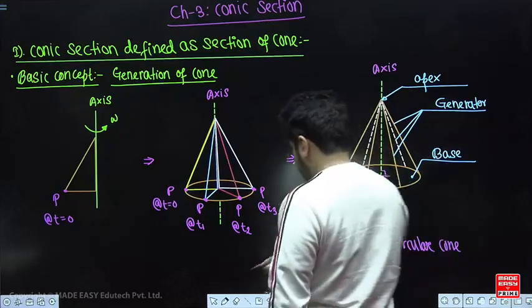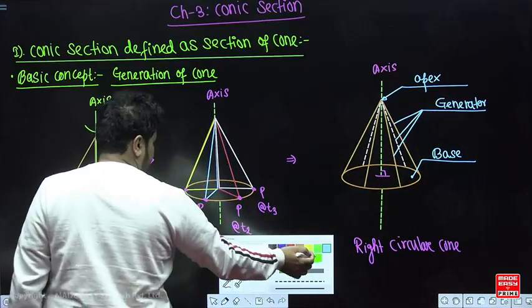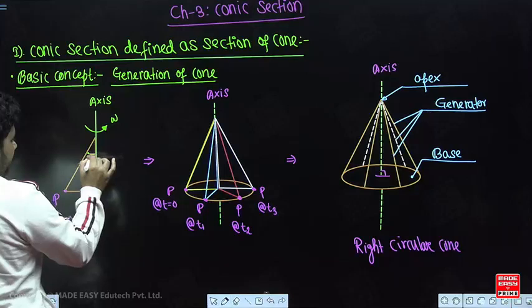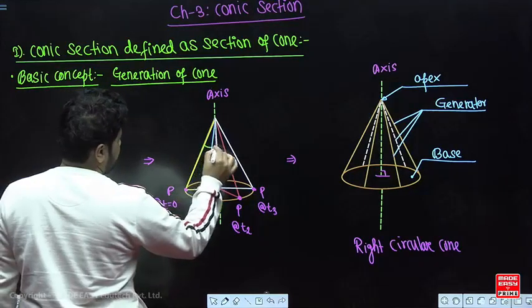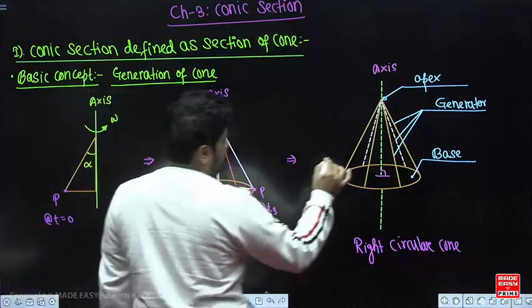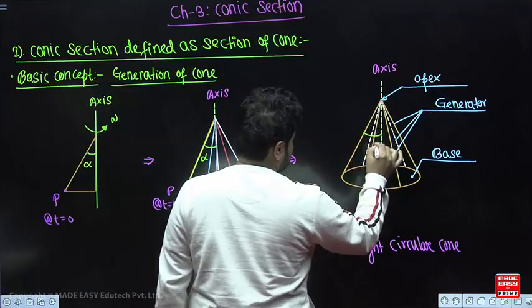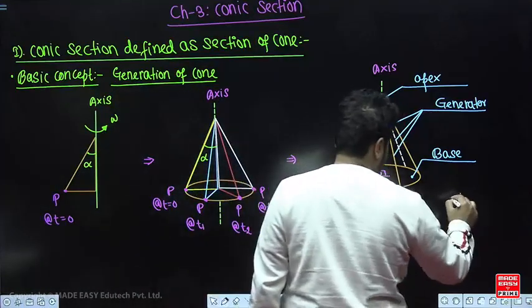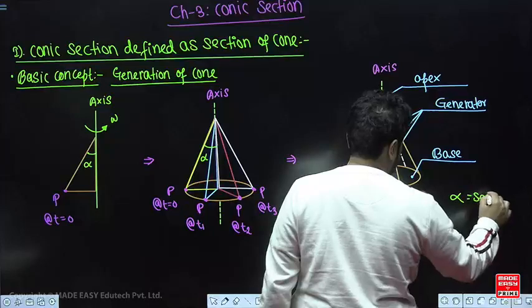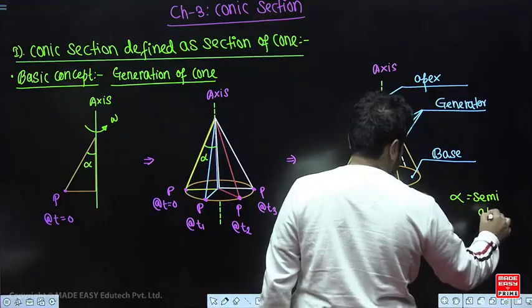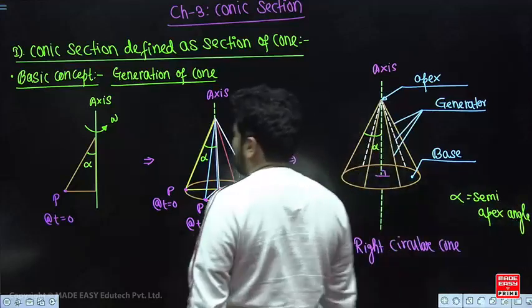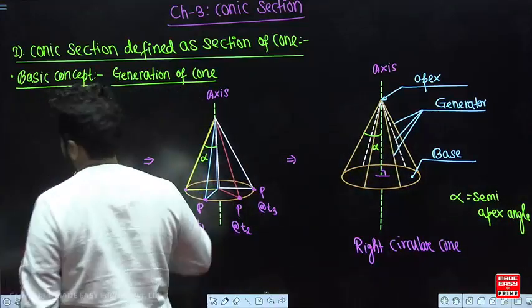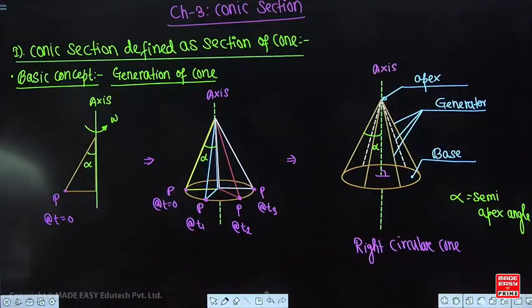Fine. Now one thing that we can observe here: if alpha is the angle, if alpha is this angle, then here what will be the alpha? This will be your alpha. And here also this will be your alpha. So what is alpha? Alpha is your semi apex angle, isn't it? So this is how the cone is generated, this is how the cone is formed. Clear?